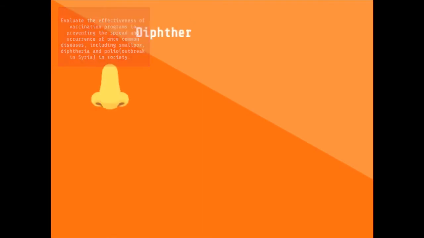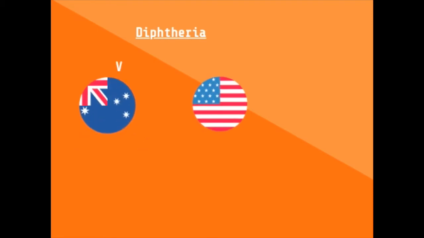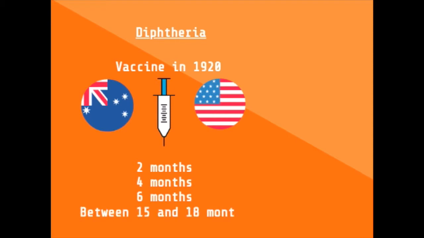Diphtheria is an infection that attacks the respiratory system of the body. A vaccine was produced in the 1920s that prevented people from contracting diphtheria. This vaccination is seen to be most commonly used in national immunisation programs such as that of Australia as well as America. In both countries, children are required to be vaccinated against diphtheria at a series of young ages.